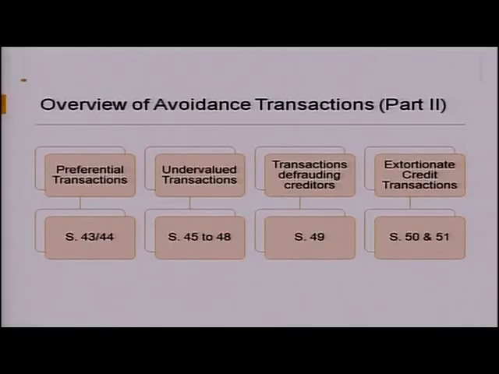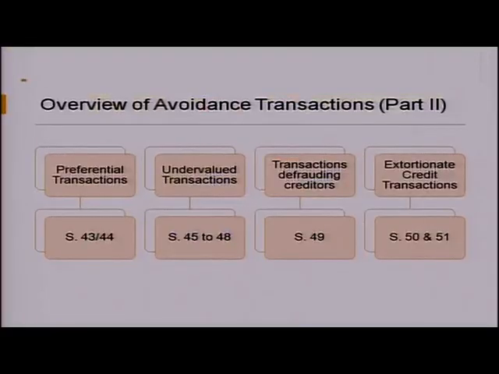Now, if we go to the next part of the slides, this is an overview. We all know that CIRPs are covered under Part 2. Now, preferential transactions, there are two sections, Section 43 and 44. Undervalued transactions are from 45 to 48. Then we have transactions defrauding creditors, Section 49, which is also dependent upon the undervalued transaction. It's not an independent section, so to say. And then we have extortionate credit transactions, Section 50 and 51. And of course, we have Section 66, which talks about fraudulent transactions. In this session, I will be covering the preferential transactions, undervalued transactions, and the transactions defrauding creditors, which are dependent upon the undervalued transactions.